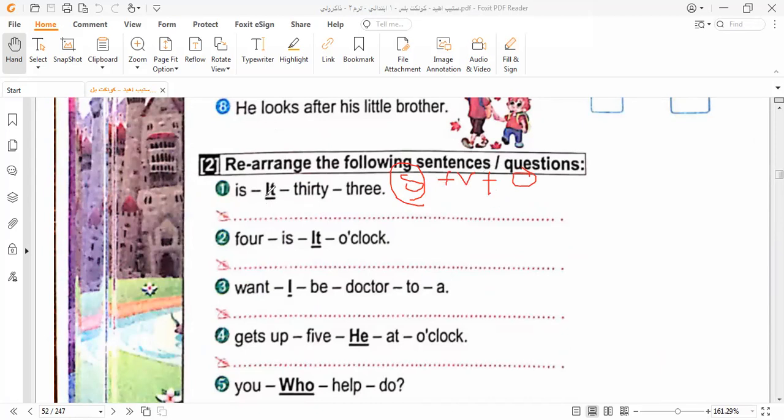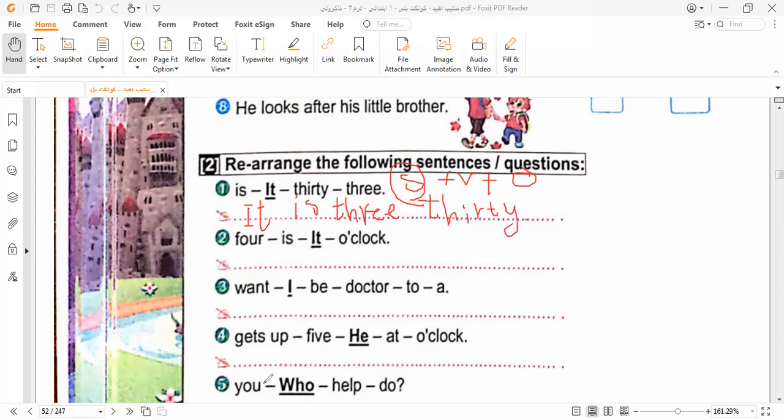Here we have it. Is it a pronoun or noun? It is a pronoun, not a noun. So I put it. Where is the verb here? It's 3:30. It's 3:30. Another one, and we put a full stop here.